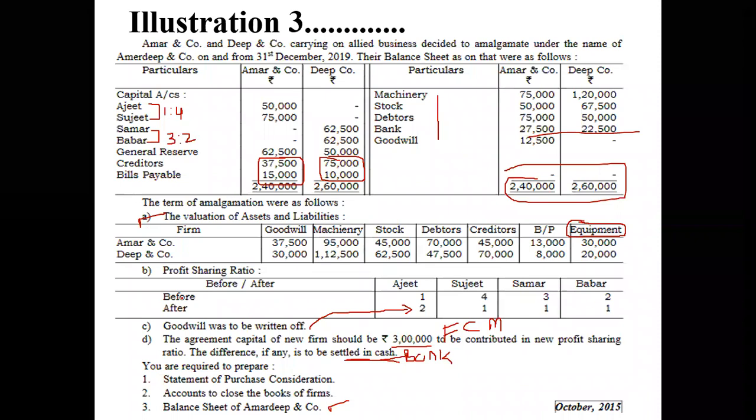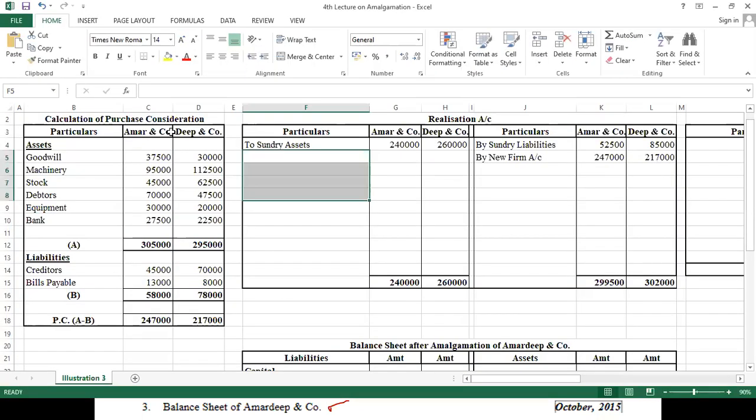Now adjustment number 2 says profit sharing ratio before and after, that we will see while calculating realization profit or loss. Apart from that, is there any other item which is required to be recorded in realization account? According to me, there is no such account. So two partners capital account. Okay, so we have 4 partners.